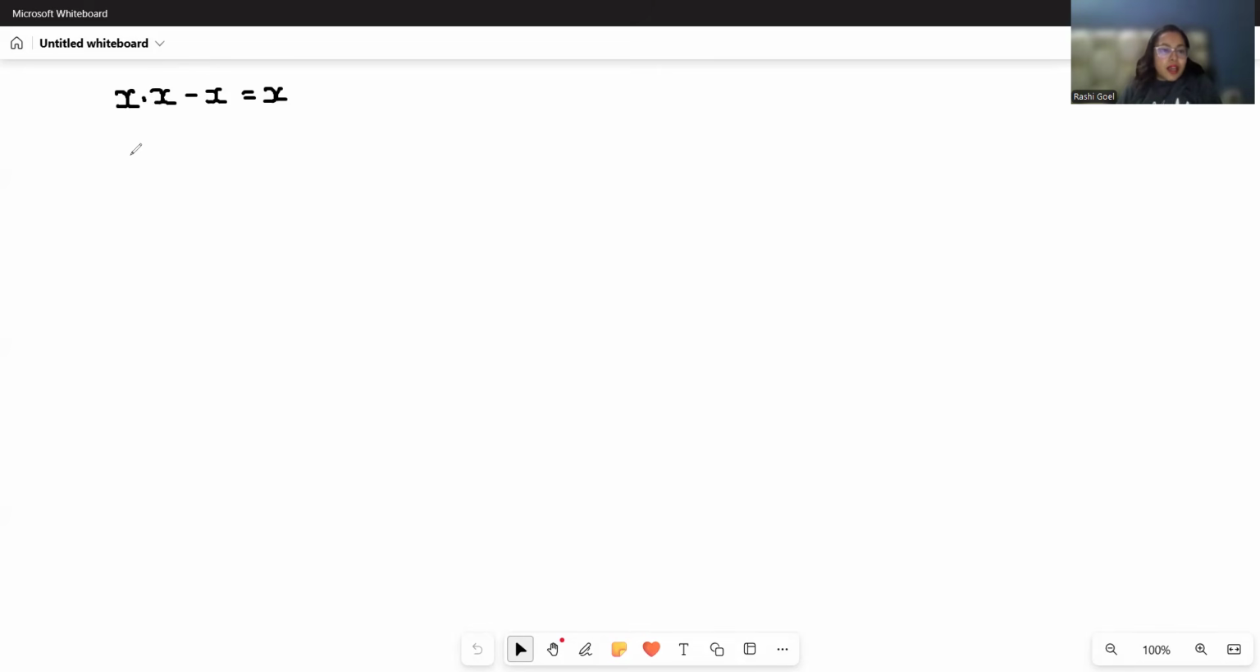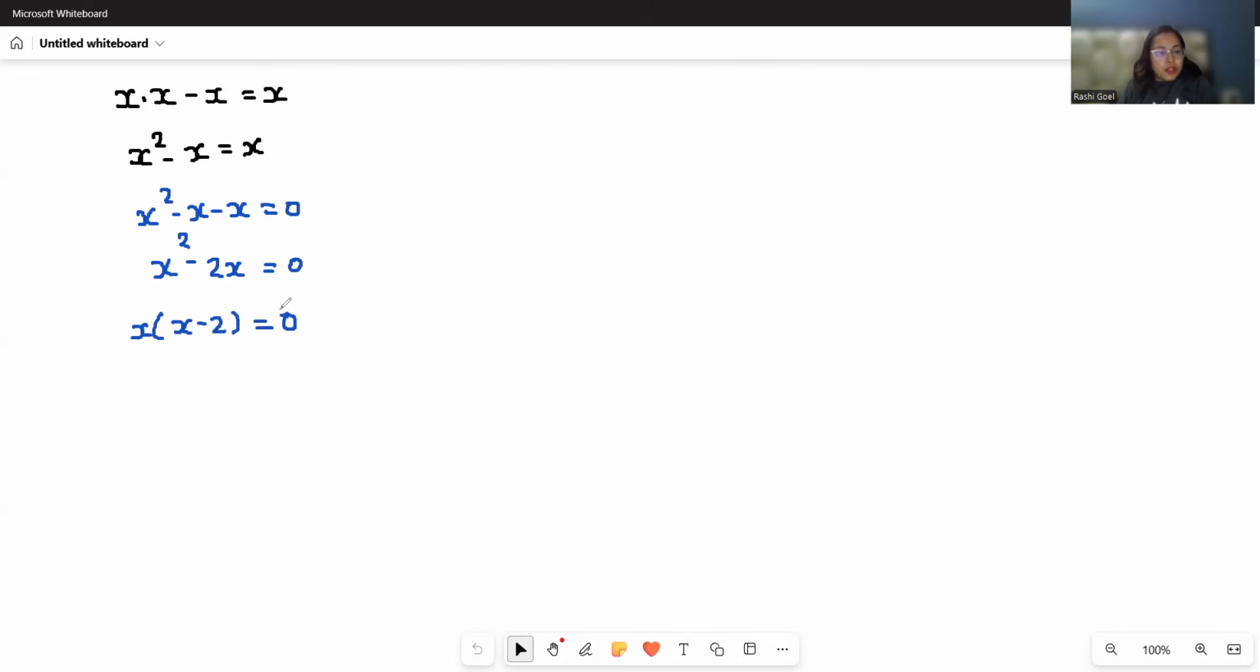So x times x is x square, minus x equals x. Now bring all the terms together. So x square minus x equals 0. So x square minus 2x equals 0. Now factorize it. I can take x as common. So x times x minus 2 equals 0.